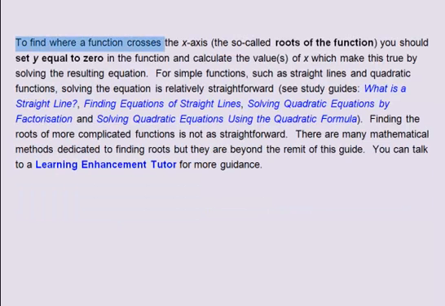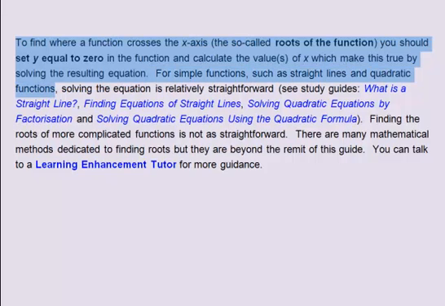To find where a function crosses the x-axis, the so-called roots of the function, you should set y equal to 0 in the function and calculate the value or values of x which make this true by solving the resulting equation. For simple functions such as straight lines and quadratic functions, solving the equation is relatively straightforward. See study guides, What is a straight line, Finding equations of straight lines, Solving quadratic equations by factorisation, and Solving quadratic equations using the quadratic formula.